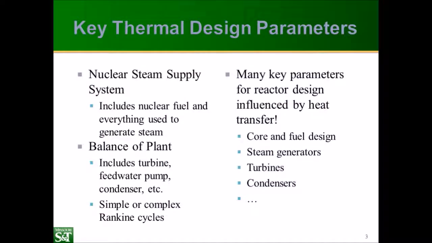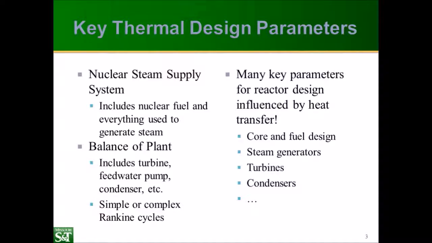Now, as we talk about these reactor designs, we're going to look at them from a bit of a heat transfer perspective, and we have to consider a few things. The first thing is the nuclear steam supply system, which is basically the nuclear fuel and everything that's used to generate steam. So in a PWR, that would include the fuel, the pressure vessel, the steam generator, the reactor coolant pump, and so on. Then the balance of plant is everything else: the turbine, the feed water pump, the condenser, and so on.